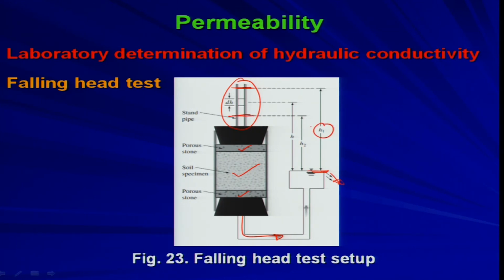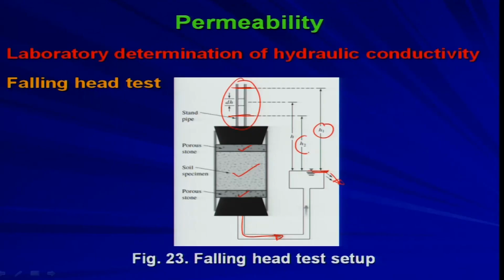So h1 was the level difference between the entry level and the exit level at the starting of the test, and at the completion of the test you have h2, the head difference between the entry level and the exit level. Now at any level difference or head difference small h, you can consider some incremental difference, that is dh.